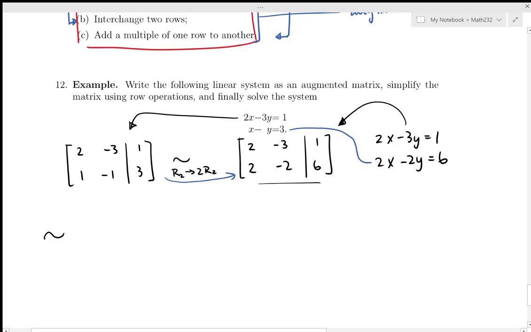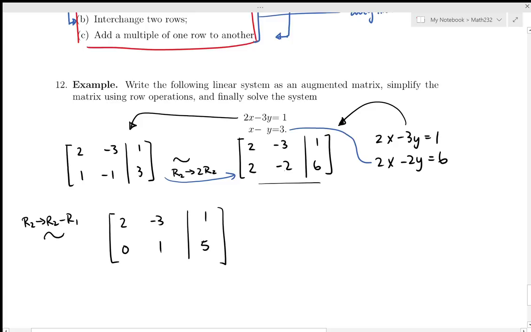I'm going to take R2, and R2 is going to be actually R2 minus R1. I'm going to take R2, subtract R1, and put that back into R2. I get here, so I'm not changing R1. And I take R2 minus R1. So I take 2 minus 2, 0. I take minus 2 minus 3, and I get 1. And I take 6 minus 1, and I get 5.